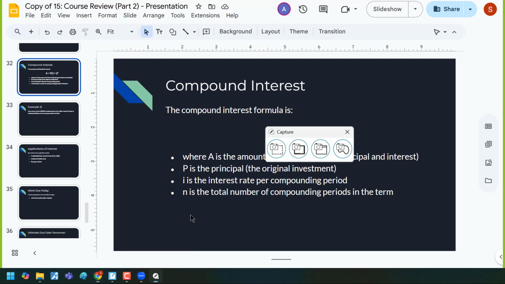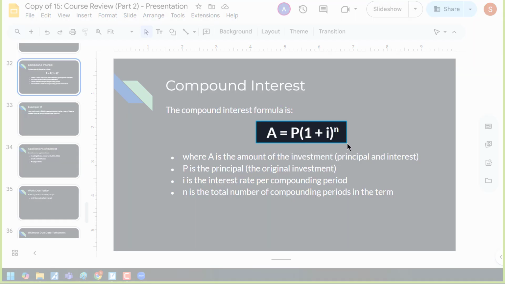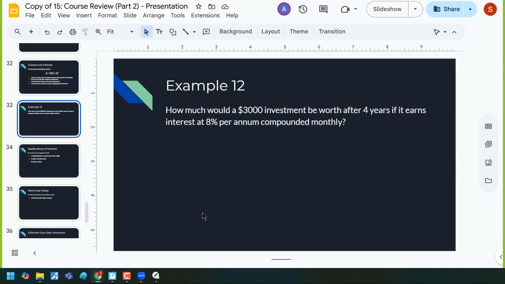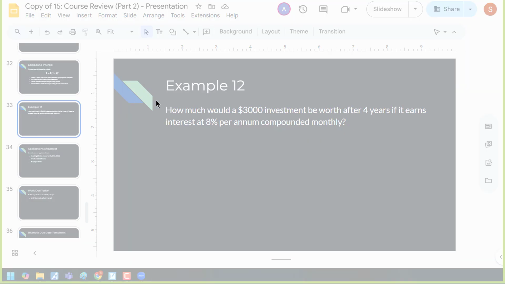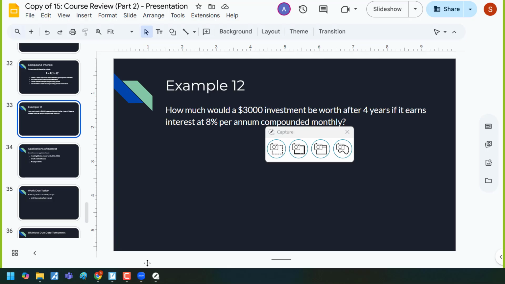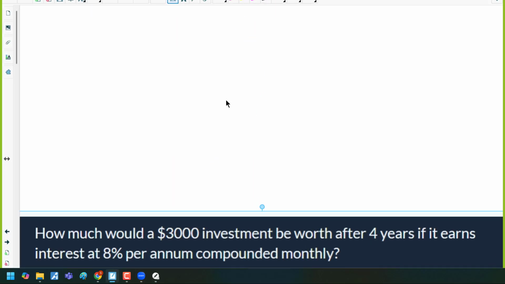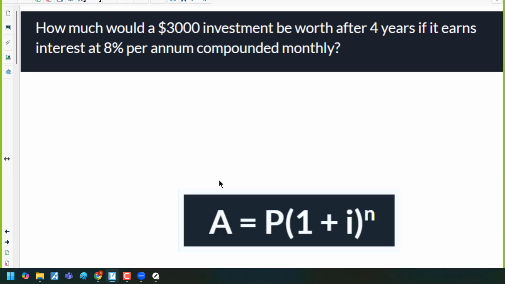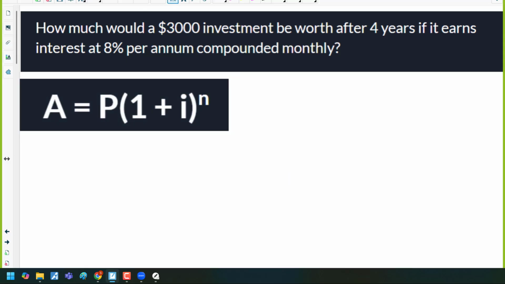Now, compound interest, this is the equation here for compound interest. And this is the last example for today. We just made it. How much would a $3,000 investment be worth after 4 years if it earns 8% per annum compounded monthly?